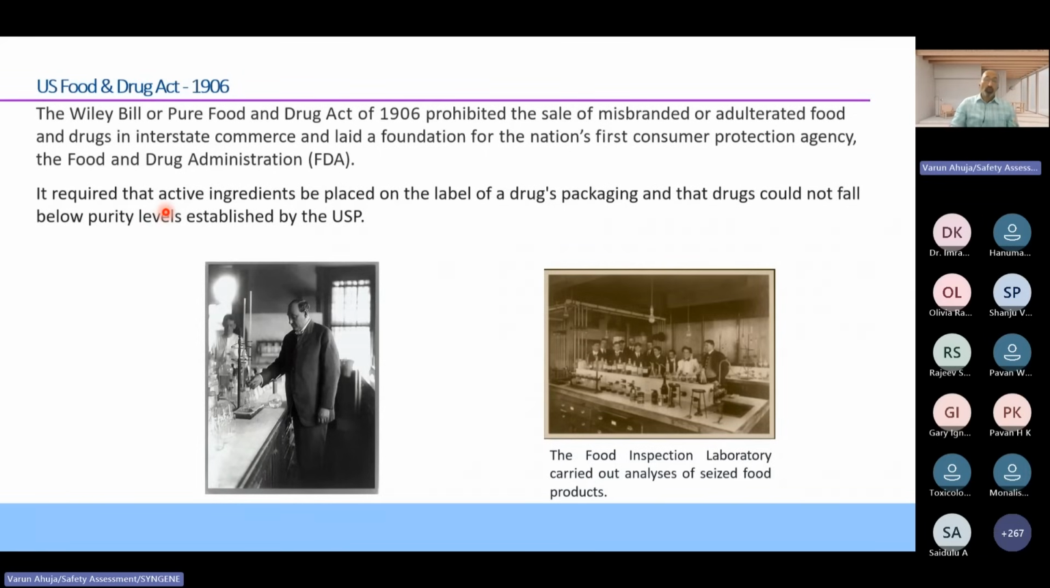Then, because of all these cases that you saw in the previous slides, the US put this bill, the Pure Food and Drug Act of 1906, which prohibited the sale of misbranded or adulterated food and drugs in interstate commerce, and laid a foundation for the nation's first consumer protection agency, the Food and Drug Administration. So this is how the FDA was formed.